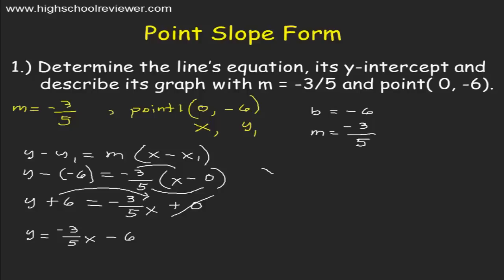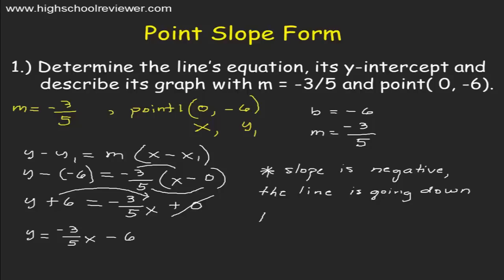Now, since the slope is negative, the line now is going down. So the line is going down from left to right.